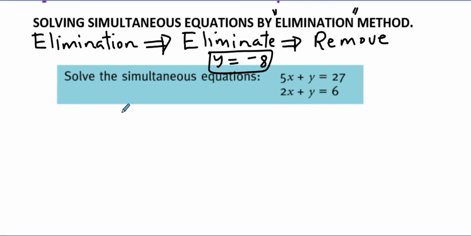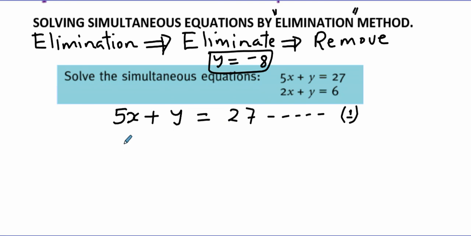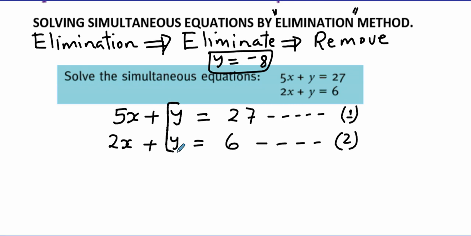Now, this time I have 5x plus y equals 27. This is equation number 1. I have 2x plus y equals 6. This is my equation number 2. Now, this time I want to remove letter x. Nope, letter x, I removed it before. This time I want to remove letter y. Sorry for that.